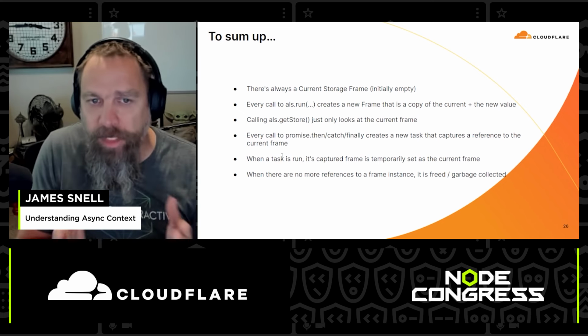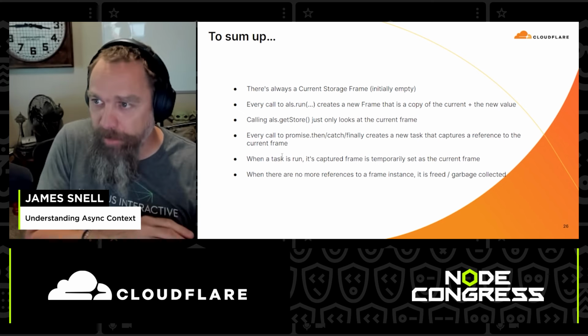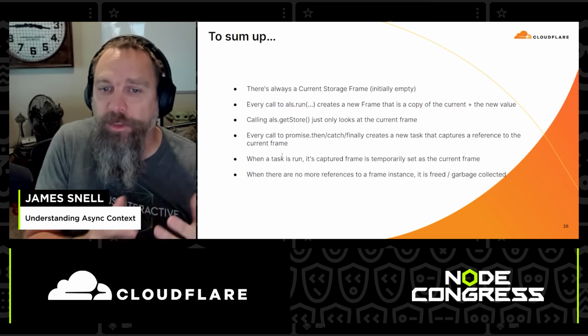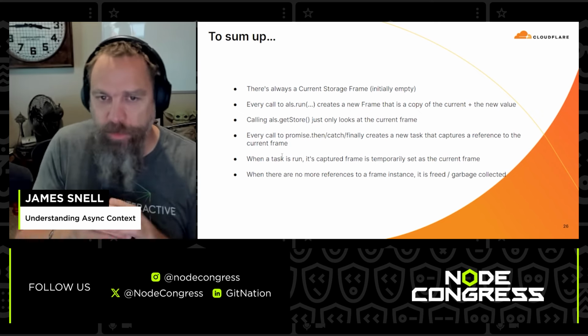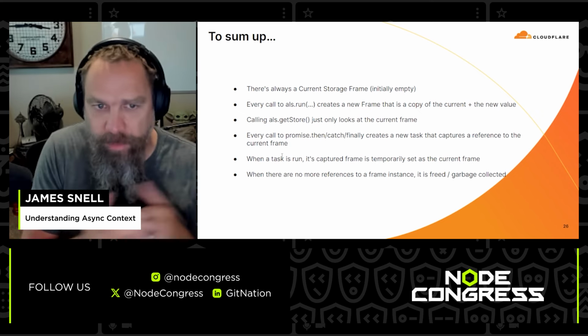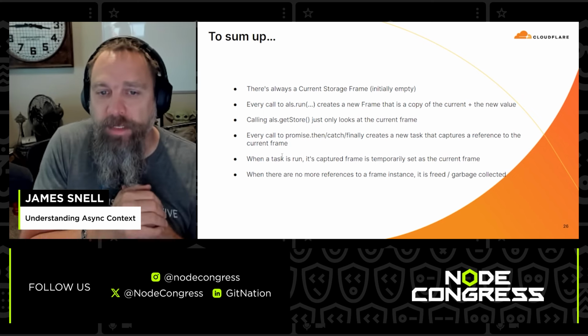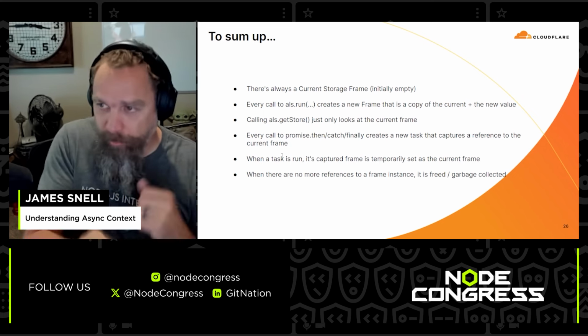Initially empty. Every call to ALS run creates a new frame that's a copy plus the new value. Calling ALS get store only looks at the current frame. Right, so it says whatever's current, give me the current value for that, if anything. Every call to promise then, finally, catch creates a new task that captures a reference to it.